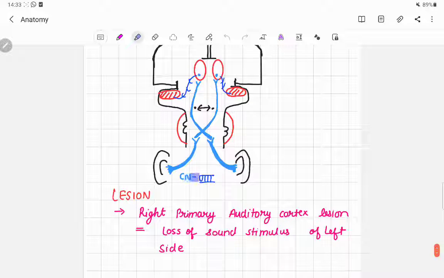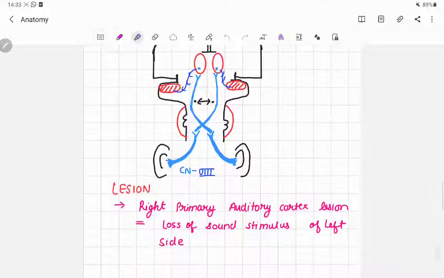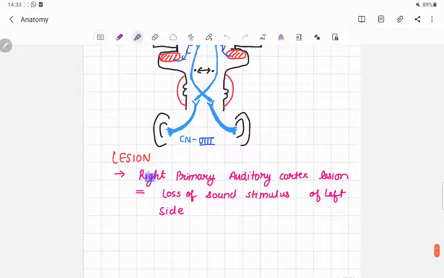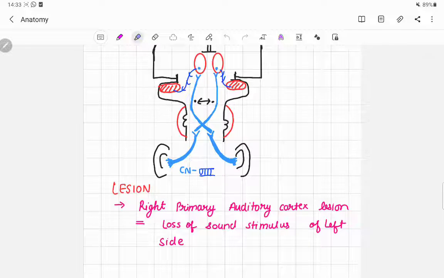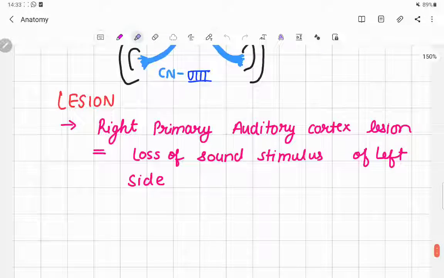So this is the eighth cranial nerve. Alright, this is the main pathway. Here also we have the contralateral mechanism, that is, from the right ear the information passes towards the left side of the brain, and from the left ear it passes to the right side of the brain. Alright, so let us talk about what happens if we have a lesion in any of the parts. Suppose we have a lesion in the right primary auditory cortex. This is the right primary auditory cortex, so we won't be able to hear the sound which is coming from the left ear. So there is loss of sound stimulus from the left ear.